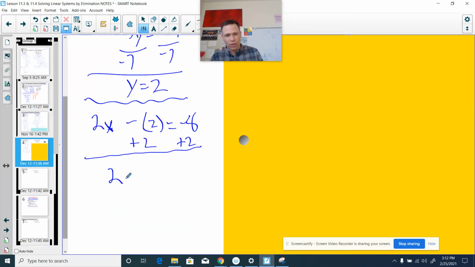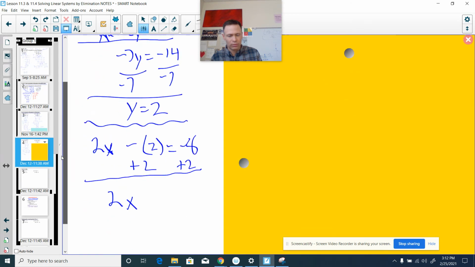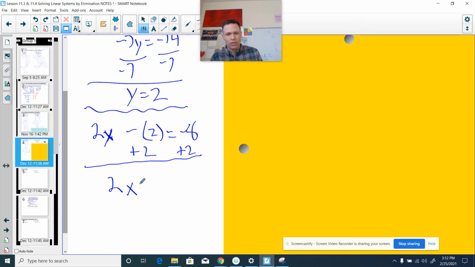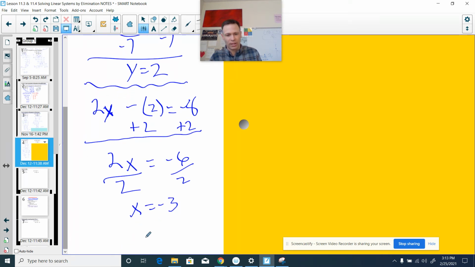That gives me 2x. I don't know why I said y. X. 2x, my bad. Equals -6. Now I'll divide by 2. I get x is equal to -3. So my coordinate point where these 2 lines intersect is -3, 2.